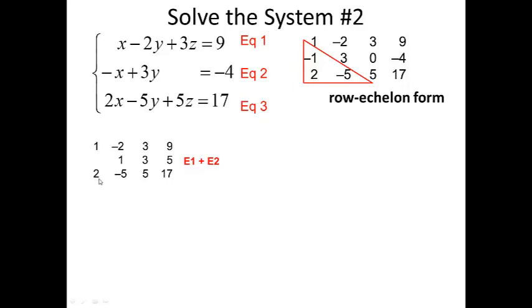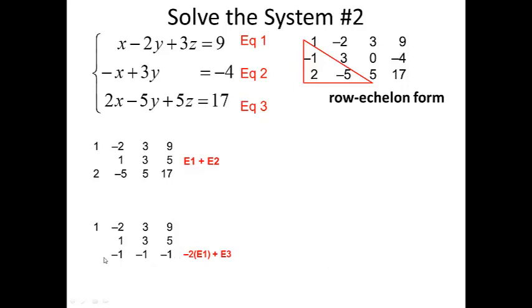Now I want to get rid of this 2. So I can get rid of that 2 by multiplying the first one by negative 2 and adding it to the third one. So if I multiply this one by negative 2, this way negative 2 plus 2 is 0. Negative 2 times negative 2 is 4. 4 plus negative 5 is negative 1. And negative 2 times 3 is negative 6. Plus 5 is negative 1. And negative 2 times 9 is negative 18. Plus 17 is negative 1. So now we have that.